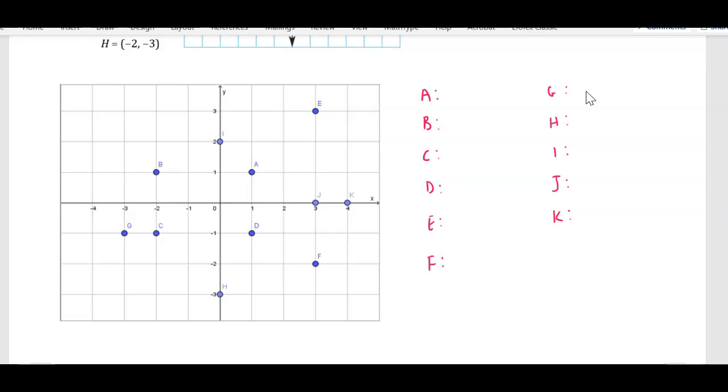All right, so let's find A. Here is A. So just going dotted line down to the X. So that's going to be 1. And then a dotted line across to Y. So that's going to be the point 1, 1. For B, going down to your x-axis, so -2, and then across to your y-axis, so we've got 1.